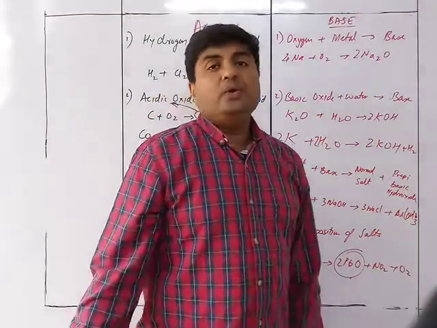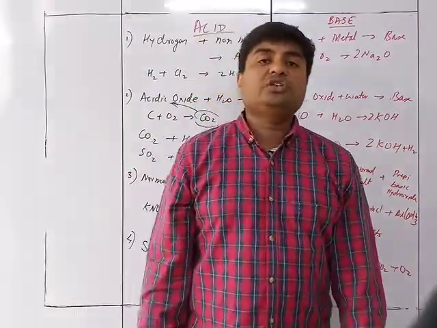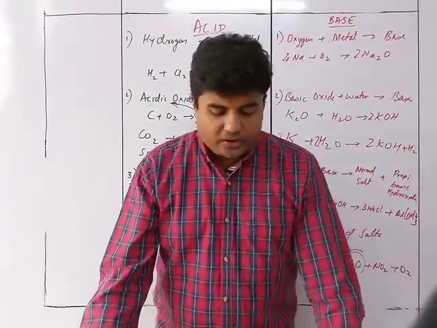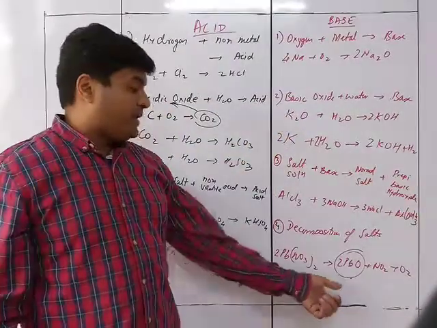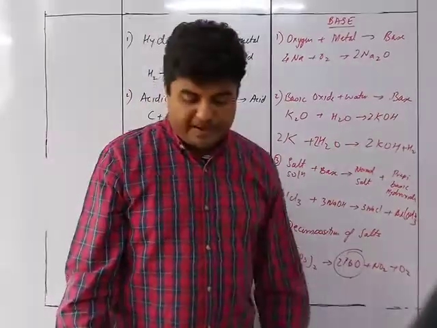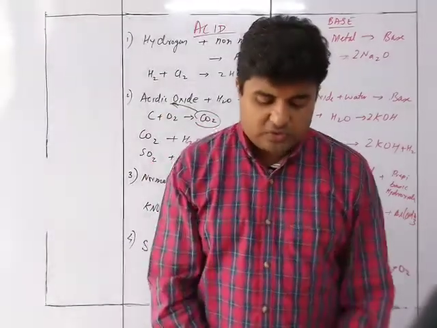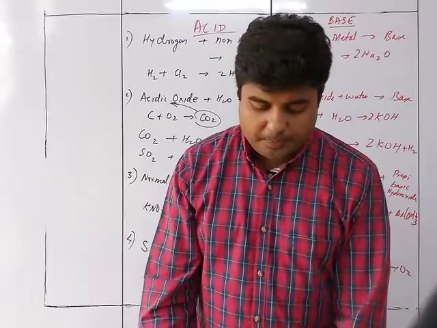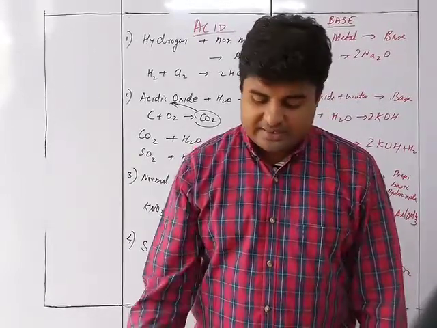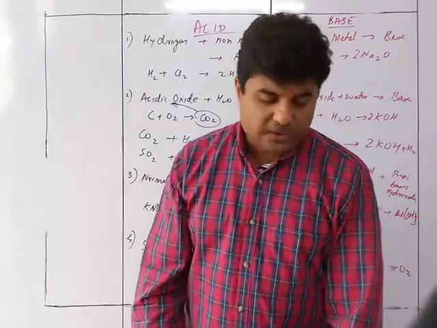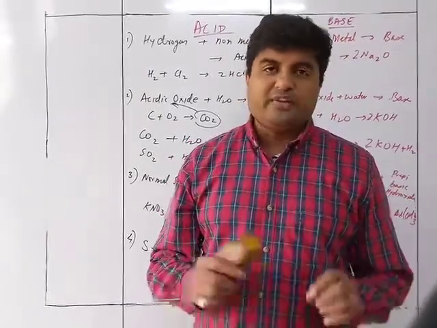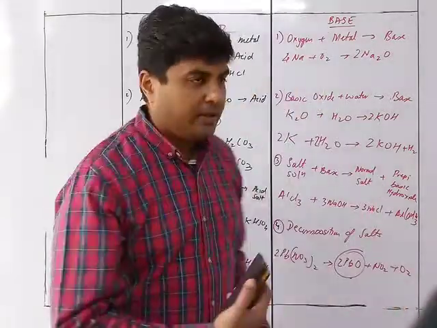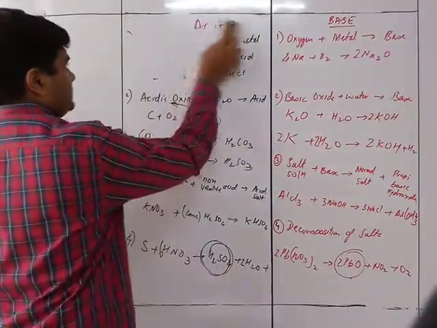So when you have a decomposition of a salt, what you get is a lead oxide. The lead nitrate gives me lead oxide. Lead oxide is nothing but the base. The nitrogen dioxide and oxygen will be released during the same. Okay, so this was about the preparation of acids and bases. We can quickly go through the physical properties of acids and bases in this video, and then we'll go to the chemical properties in the next video.